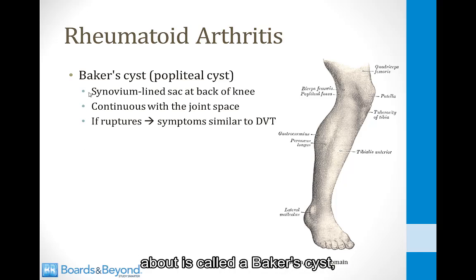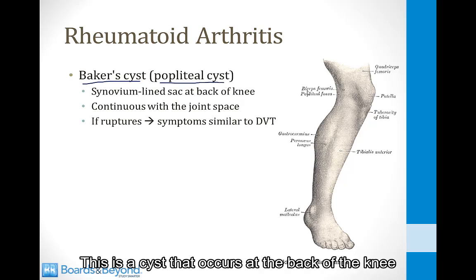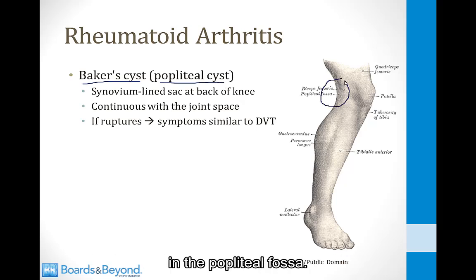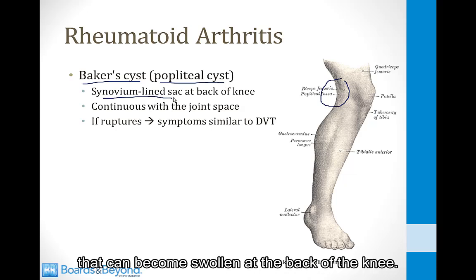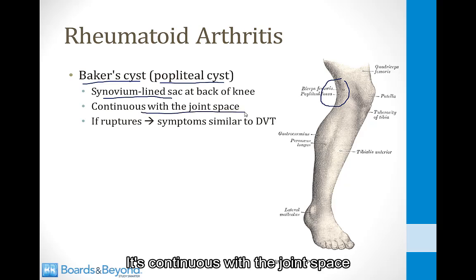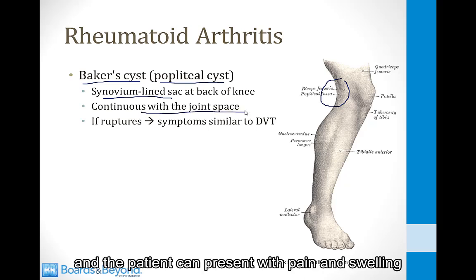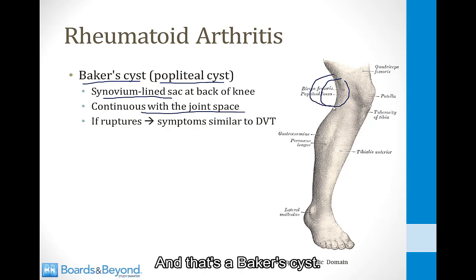The first one you should know about is called a Baker cyst, which is also called a popliteal cyst. This is a cyst that occurs at the back of the knee in the popliteal fossa. There is a synovium-lined sac back there that can become swollen at the back of the knee. It's continuous with the joint space, and the patient can present with pain and swelling at the back of the knee, and that's a Baker cyst.